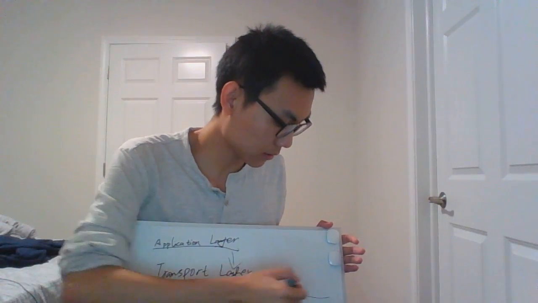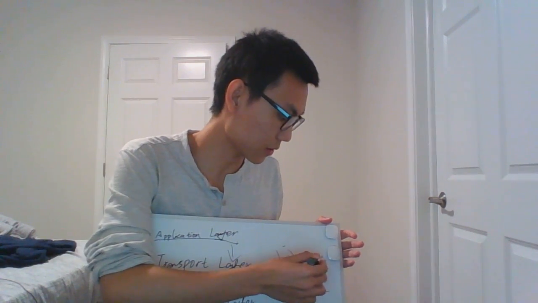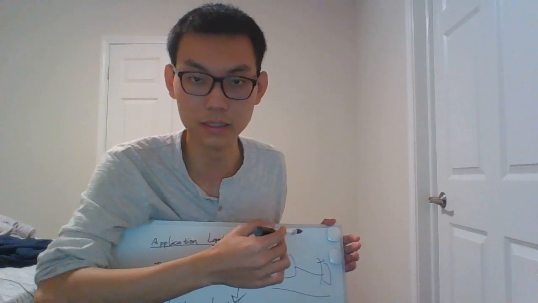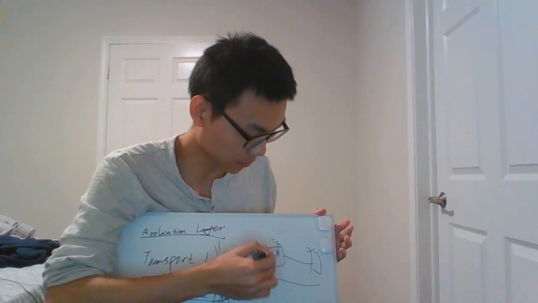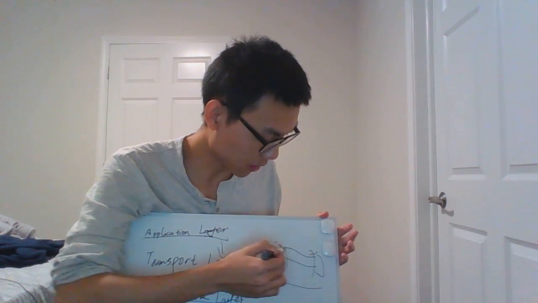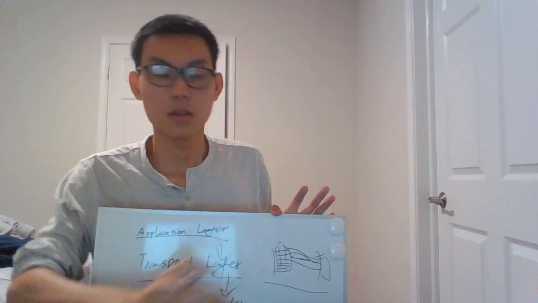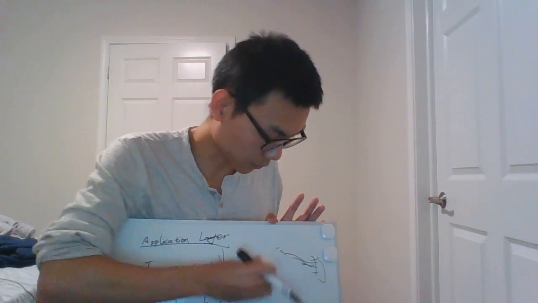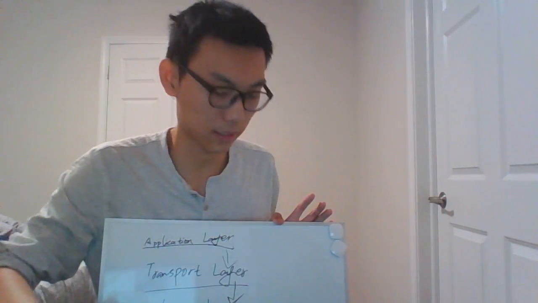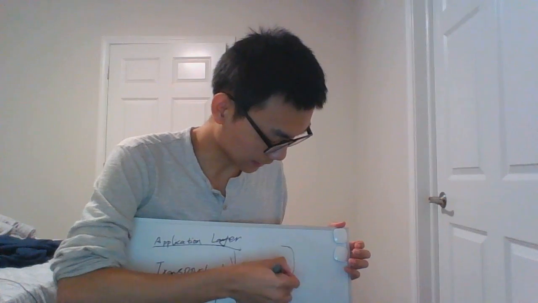Actually the data cannot simply be sent to another computer directly. It will be broken into small pieces and then sent to another computer. That's what we call the link layer. Actually, it's more important.